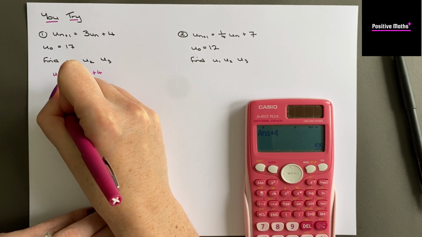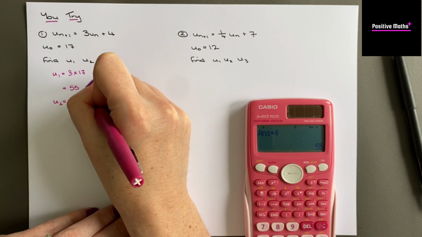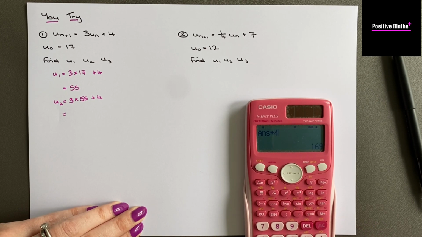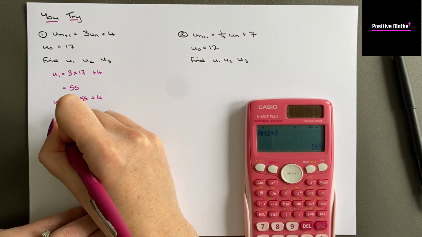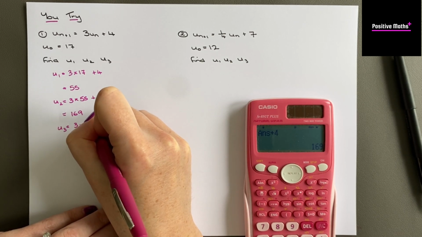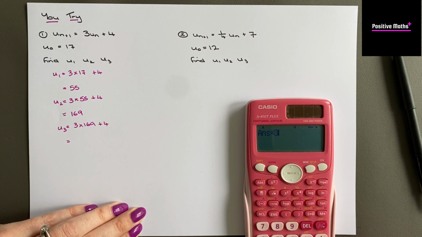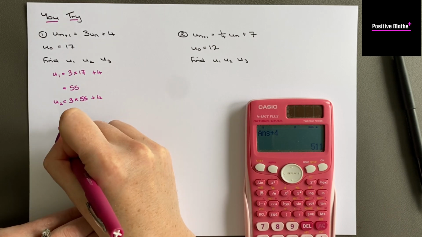Our u2 will be 3 times 55 plus 4. I'll just keep that in my calculator, so times 3 plus 4, 169. And then lastly, because we've got to do the u3, 3 times 169 plus 4 is 511.